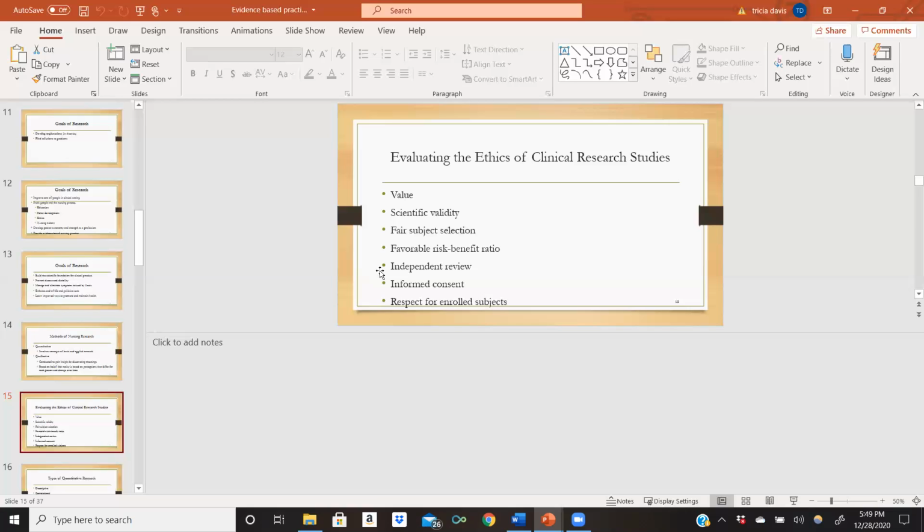So the people that are in our studies should be informed about the research and they should provide their voluntary consent. And then we have respect for enrolled subjects. So subjects should have their privacy protected, the opportunity to withdraw if they don't feel like they want to be part of the program anymore or the study. And then we have to have their well-being monitored.